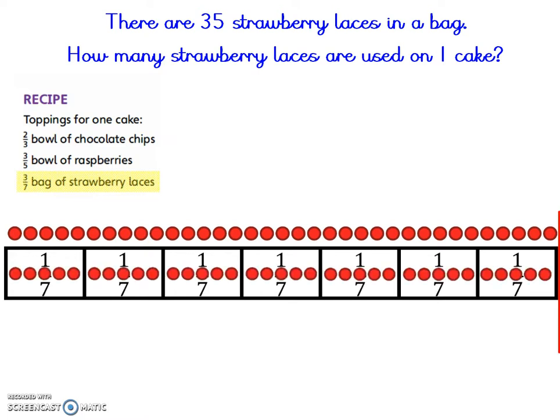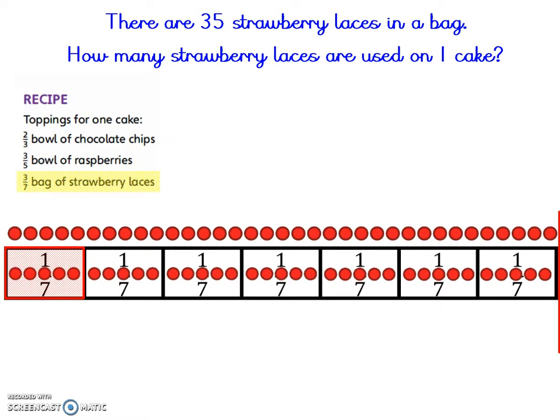Now once again I've taken my 35 strawberry laces, represented by my red circles, and shared them out equally amongst those 7 equal parts. So you can see that each of those sections on my bar has 5 counters in to represent 5 strawberry laces. So 1/7 of that bowl, or 1/7 of those strawberry laces, is 5.